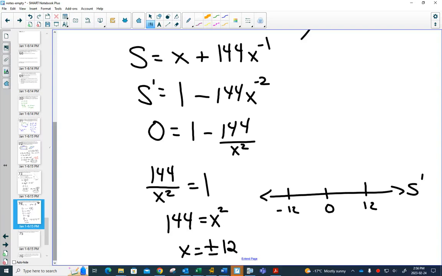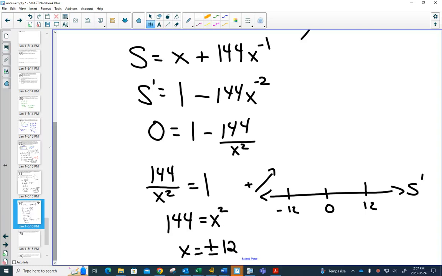If you plug in something larger than negative 12, like negative 20, negative 20 squared would be 400. 144 over 400 is a fraction less than 1. So if I did 1 minus that, this would be positive. This part of our graph would have been increasing.